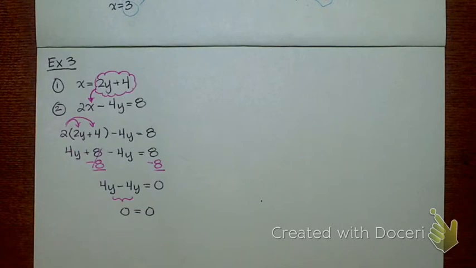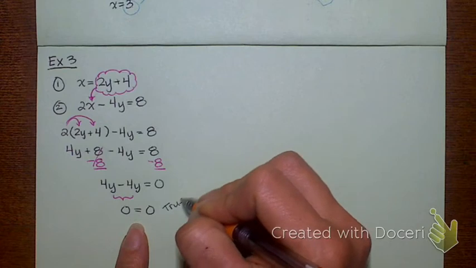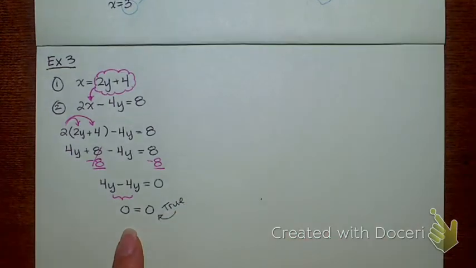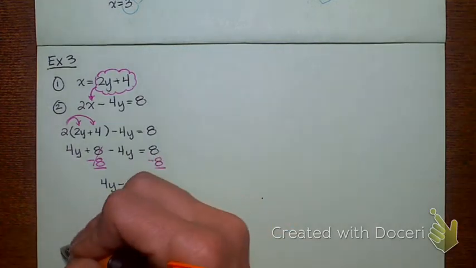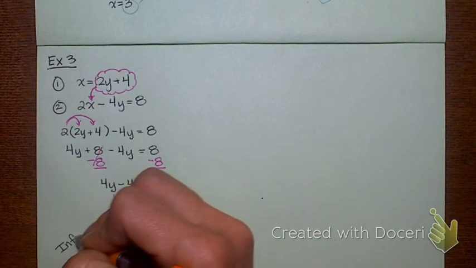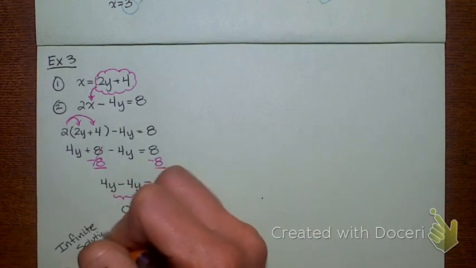However, I want you guys to think about, is this a true statement? No. 0 doesn't equal 0? Or it does? It does, right? This is a true statement, right? This statement is true. Okay? If all your variables disappear and you get a true statement, that means it is infinite solutions. Okay?